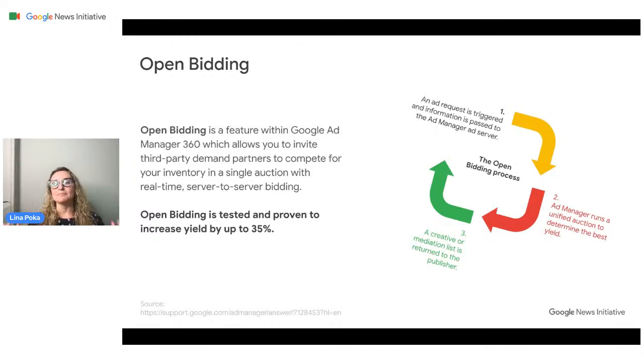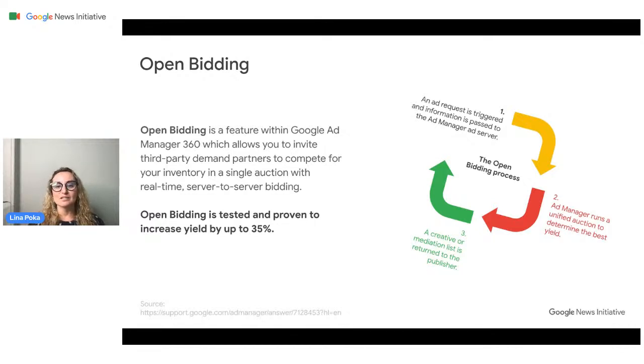So open bidding, what does it do? It allows us to invite those third-party demand partners to compete for our specific inventory, for the publisher inventory, in that single auction in real time. Server to server bidding. With open bidding in Ads Manager, it provides simplified tracking, reporting, and billing. Open bidding is easier to implement than header bidding because we can use our existing tagging right on our website, right on our apps, or we can opt for an SDK implementation.